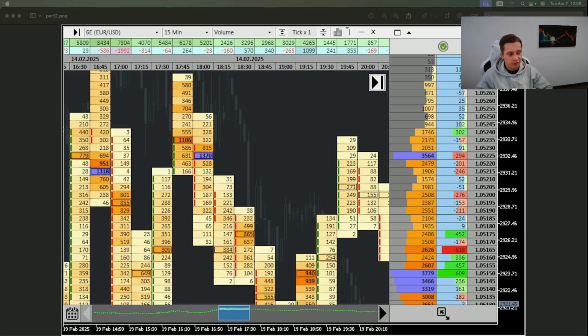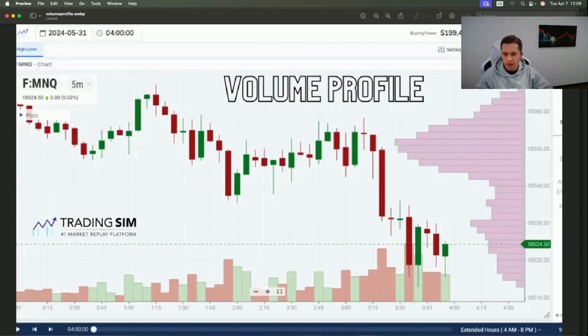If we look at the DOM, this shows the pending orders where people actually want to buy and sell. That right there is the liquidity, and that's where the price tends to react. And as for the volume profile, this shows where most trading happened, where the market finds the volume. If you want to pause the video and check that picture out, feel free to do so. In simple terms, order flow shows intent.